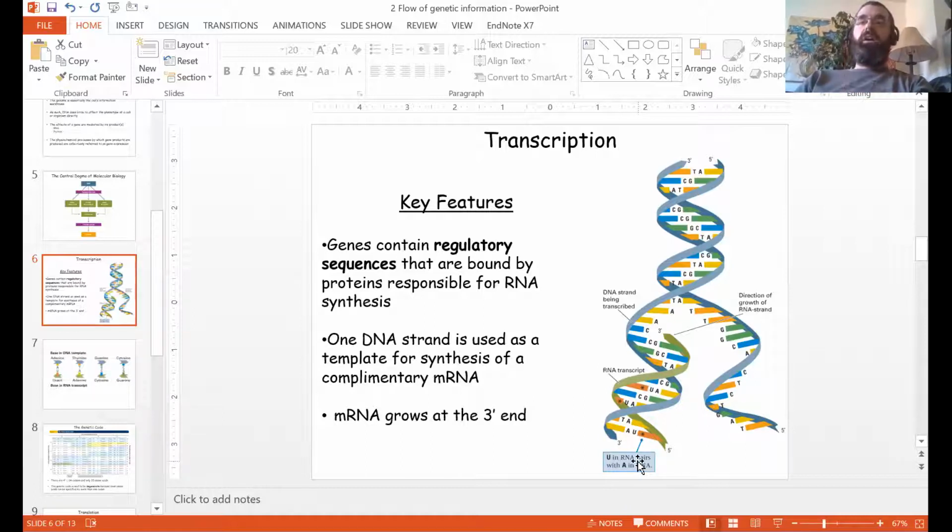Now, the real tricky thing to get is that the information being copied is actually in this strand over here. So when you have transcription, you have essentially two strands of DNA, and both matter. One is called the coding strand. That's what contains the information. The other one is the template strand. That's the one that's used to make the mRNA. It's a real mind-bending concept to get.